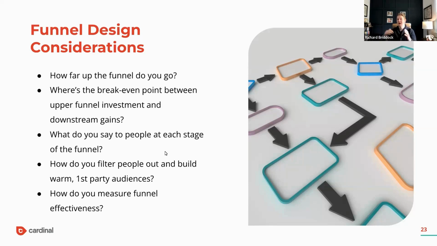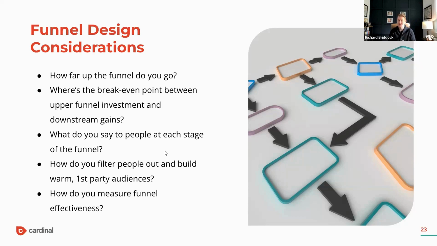So understanding how you allocate budget amongst the funnel, and you're going to have to test this, by the way, right? You're not going to have the perfect solution out the gate, is another thing to think about with funnel design. We talked about knowing what you have to say to people at each stage of the funnel. And then the other piece is your funnel goal is to filter out people who are not interested in your brand and your service and create warm first-party audiences who are interested, right?